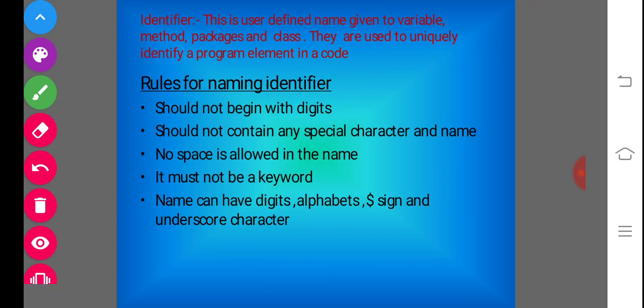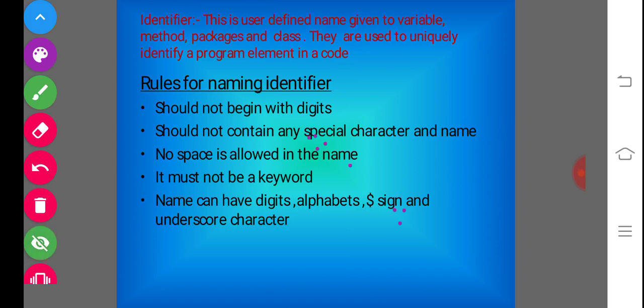Now in the next slide, we introduce the concept of identifier. As the name suggests, an identifier is used to identify something. Identifiers are basically user defined names which are given to variables, methods, packages and classes. And why do we need identifiers? Because they are used to uniquely identify a program element in a code.